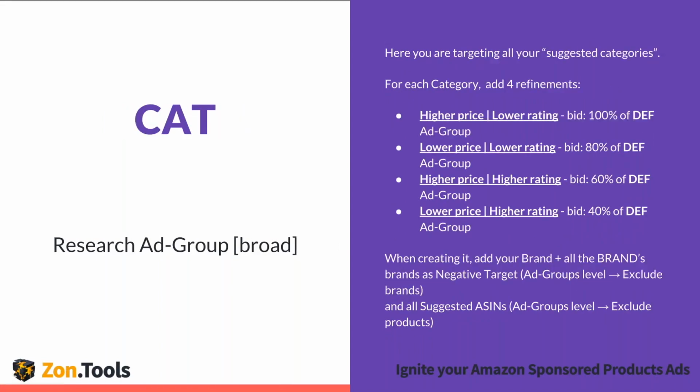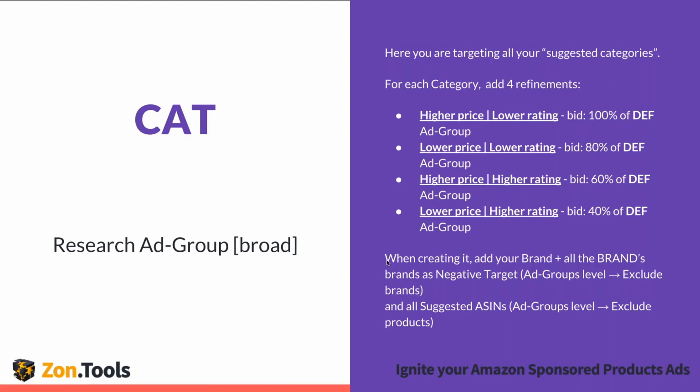The fourth ad group is the category ad group. This also, like the previous one, is a research ad group, and it's comparable to a broad keyword campaign. Here we will target only our suggested categories. In the previous ad group, we took a suggested category and targeted specific brands within it, maximum 15 per category. In this one, we just target the subcategory. As previously, we will add our 4 refinements: higher price, lower rating; lower price, lower rating; higher price, higher rating; lower price, higher rating. And we're going to use the same kind of bidding strategy that I showed you before. So 100% for the high chance of conversion, 80% for a lower chance of conversion, 60% for an even lower one, and 40% for an extremely low chance of conversion.